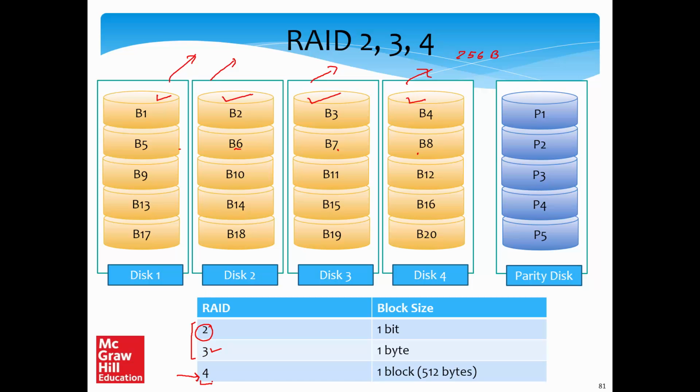RAID 4 is used. One advantage of RAID 4 is that we treat data as blocks of 512 bytes. So in this case, if we want to write 256 bytes, we can write only to the first disk, and then we can just recompute the parity. Recall that for recomputing the parity, it is not really necessary to read the contents of B2, B3, and B4. So this is a slightly profound result. Let me show a proof of this.